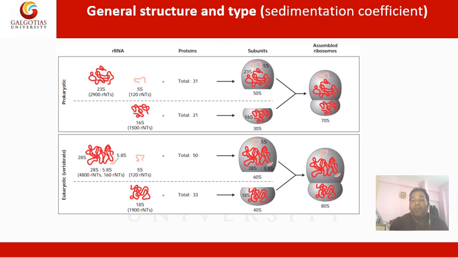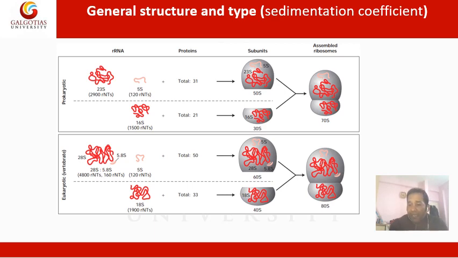Whereas the large subunit of this ribosome is mainly formed by the combination of 23S ribosomal RNA plus 5S ribosomal RNA along with the proteins. And here we already discussed that this 5S ribosomal RNA is encoded by RNA polymerase III.